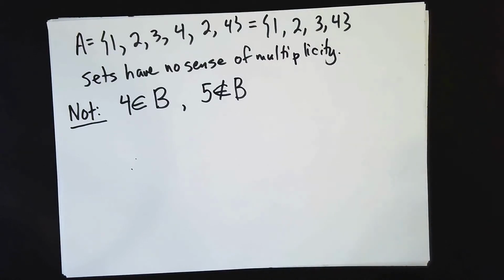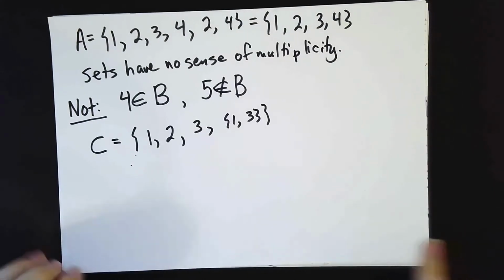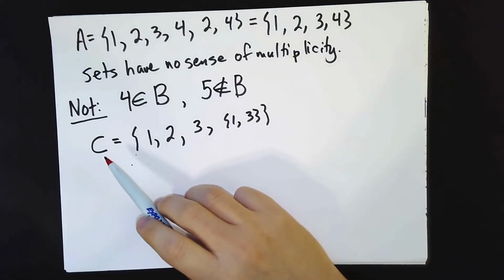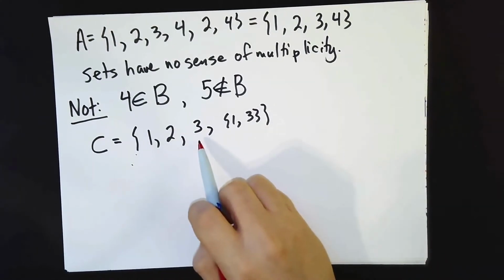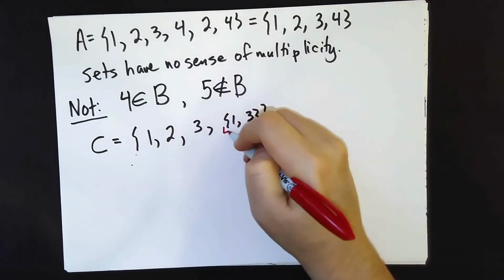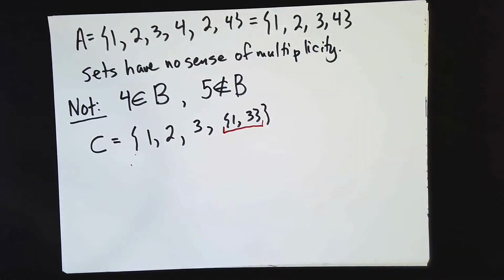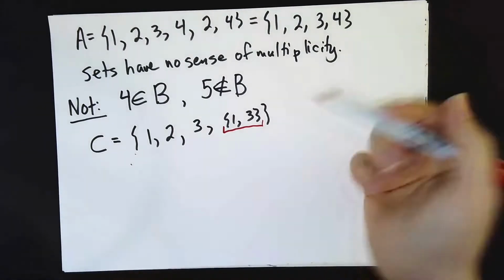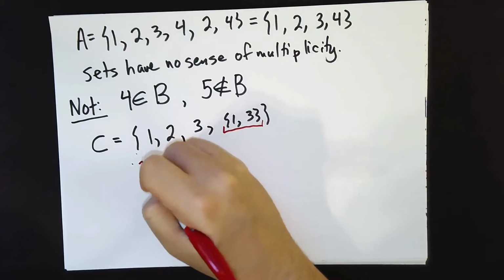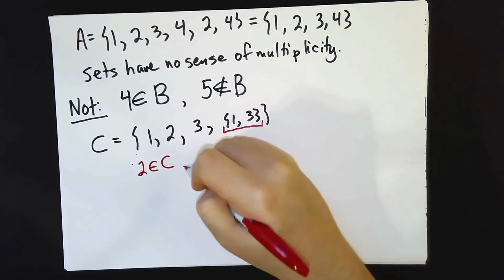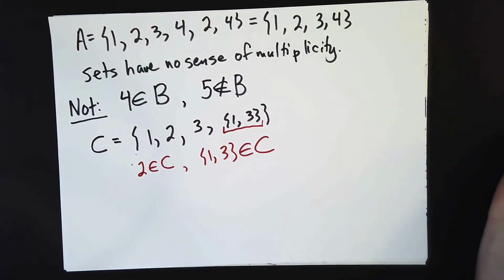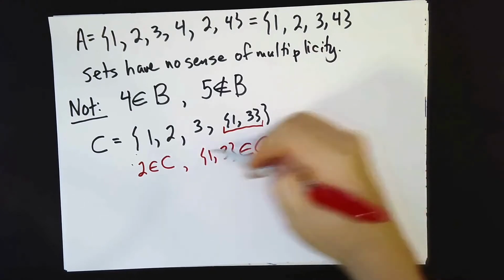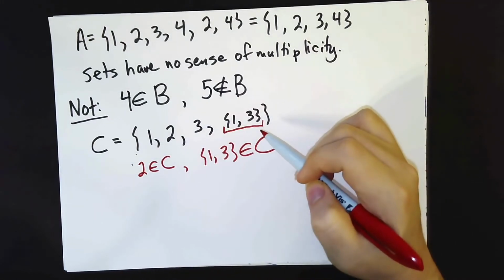The times when all of this gets most confusing are when we have sets which contain sets as elements. So this set in particular has 4 elements: 1, 2, 3, and then the 4th element is the set that contains 1 and 3. So it would be correct in this case to write something like 2 is an element of C. It would also be correct to write {1, 3} is an element of C. All this means is the set {1, 3} is one of the things that is listed as being a member of this set.